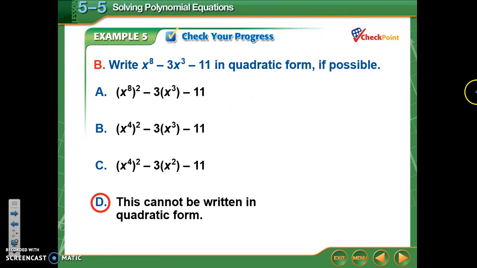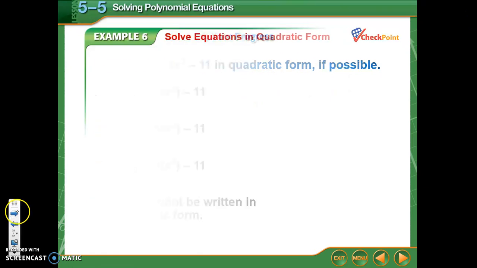This one cannot be written in quadratic form because x cubed squared would be x to the 6th. So if I rewrite x to the 8th as x to the 4th squared, that's not going to match what it needs to match here, so that it would be quadratic form. What I'm squaring here is not what is being taken to the first power here.